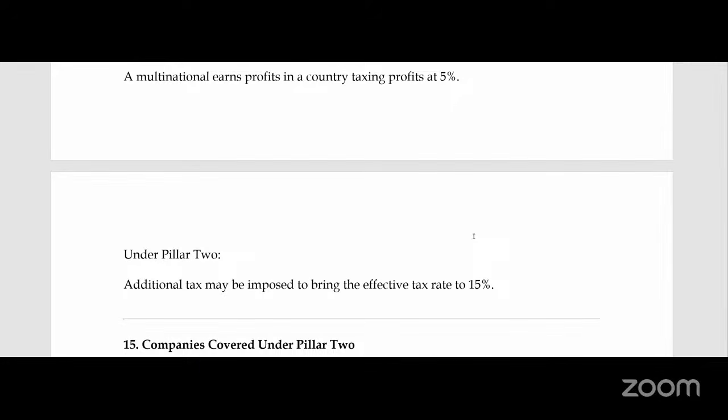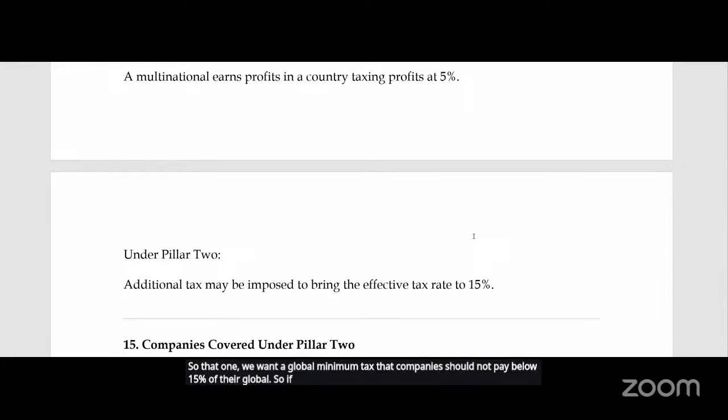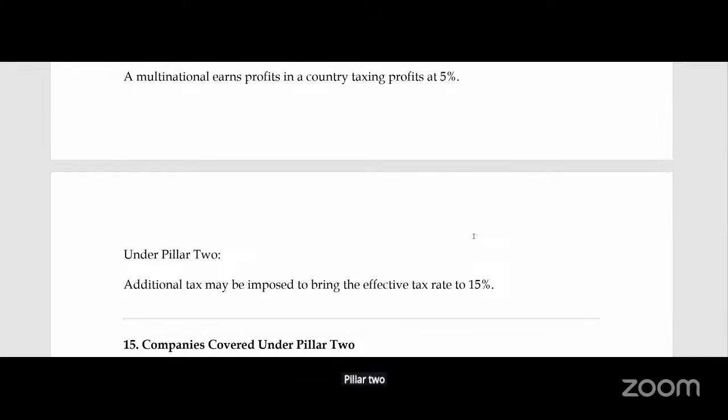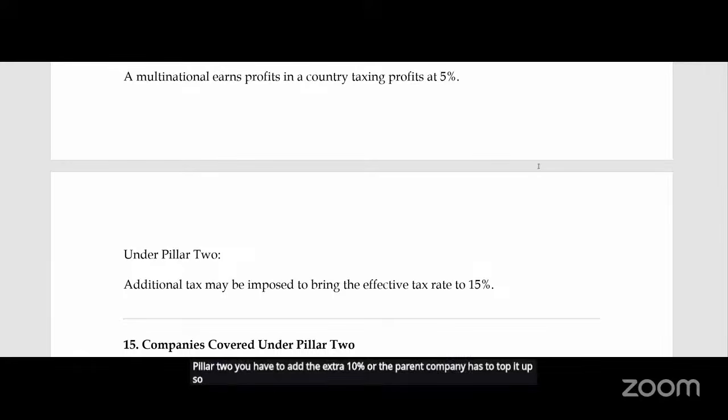So we want a global minimum tax, so that companies do not pay below 15%. If you are in a country paying tax at 5%, per Pillar 2 you have to add the extra 10%, or the parent company has to top it up so that you pay 15. Makes sense?